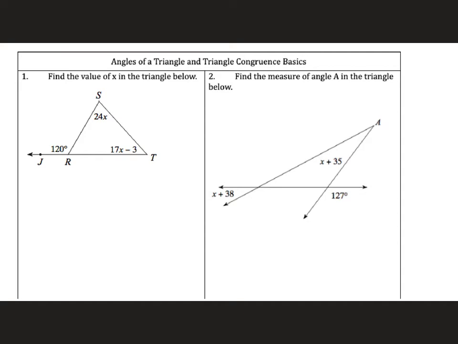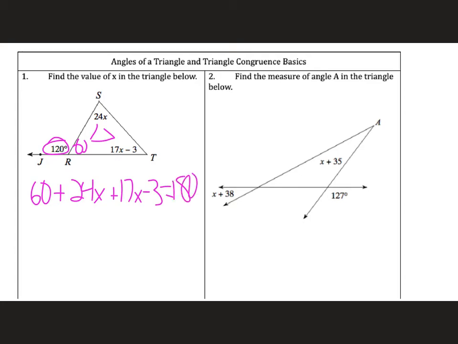One way would be, we've got 120 here, and so we can put 60 right there. And then I have the angles of a triangle, and the angles of a triangle I know add up to 180. So I'm going to do it like this: 24x plus 17x minus 3. The angles of a triangle add up to 180. My next step is going to be to combine like terms.